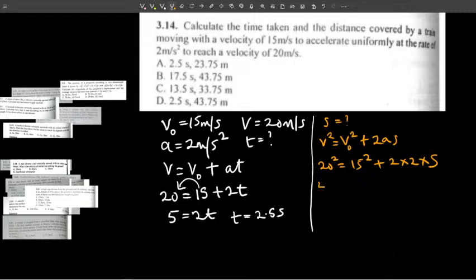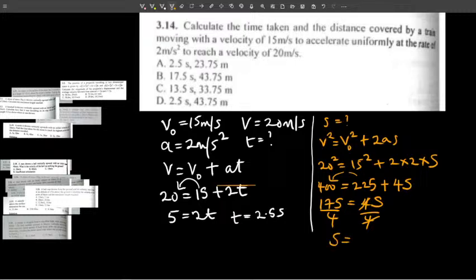So 20 squared is 400, 15 squared is 225 plus, this will give me 4S. Don't forget the S. So bring this over here. We have 400 minus 225. That will be 175 equals 4S. This is S, not 5, please. So divide both sides by 4. So my S, that's distance covered, is 175 divided by 4, which is 43.75. So our answer is D.